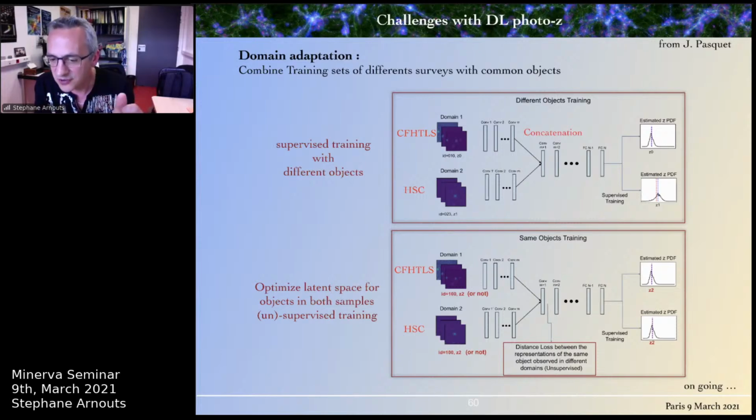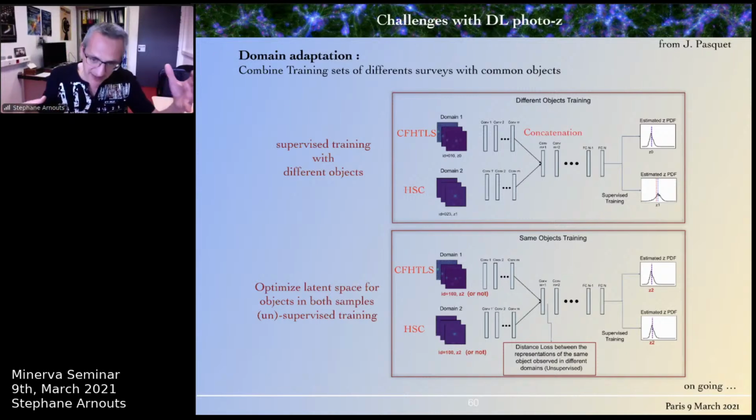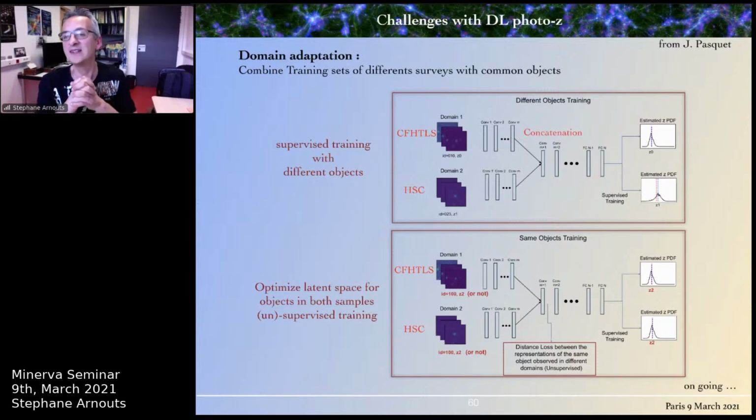So by doing that, even if you don't have the redshift, you can force the sample to optimize the latent space that will then be used for the classification of redshift. So you try to make the two domains converge to one single joint latent space that will have the benefit of the two samples. And that's the idea that Jérôme is developing right now.